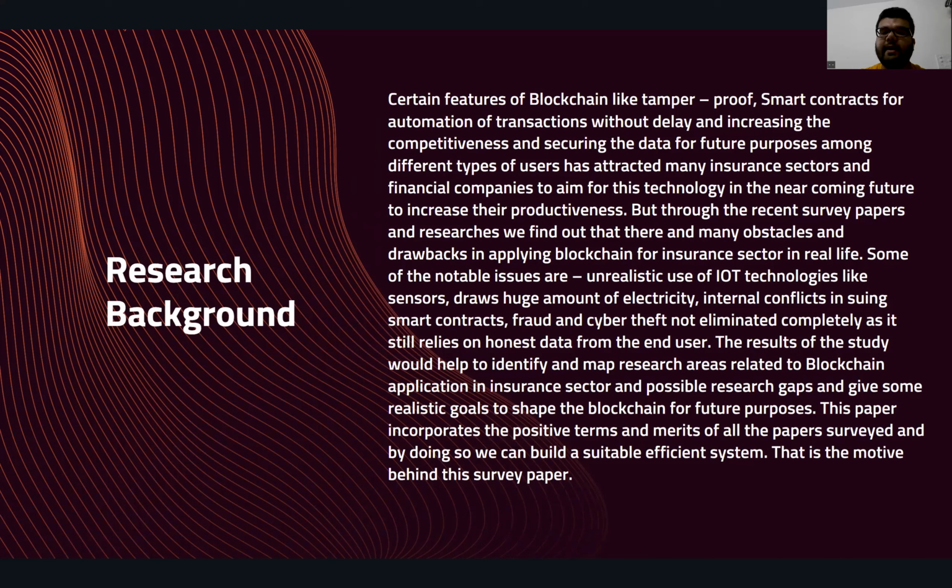Some of those notable issues are the unrealistic use of IoT technologies like sensors, which draw a huge amount of electricity, internal conflicts ensuing in smart contracts, and fraud and cyber theft not being eliminated completely as it still relies on honest data from the end user. The results of the study would help to identify and map research areas related to blockchain application in the insurance sector and possible research gaps, and give some realistic goals to shape blockchain for future purposes. This paper incorporates the positive terms and merits of all the papers surveyed, and by doing so, we can build a suitable, efficient system. That is the motive.